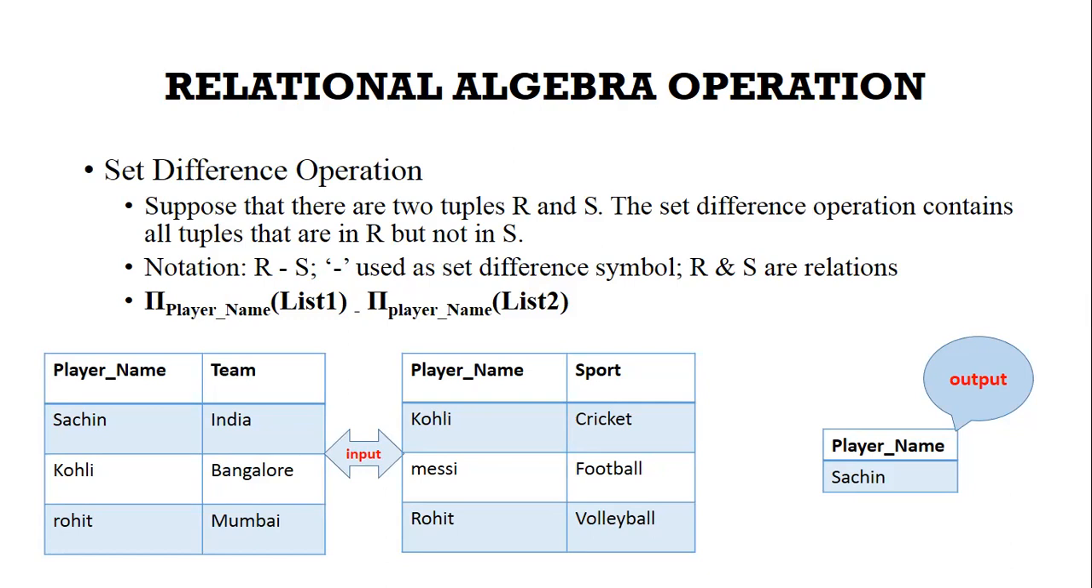What I want to perform here is the difference operation for the player names. It will display all the tuples that are in list 1 but not in list 2. In list 1, we have Sachin, Kohli and Rohit. In list 2, we have Kohli, Messi and Rohit. So which person is missing in list 2 that is available in list 1? That is Sachin. So that has been displayed here.